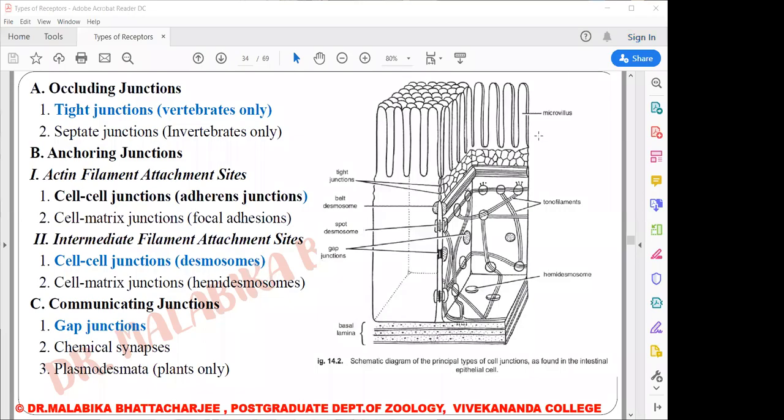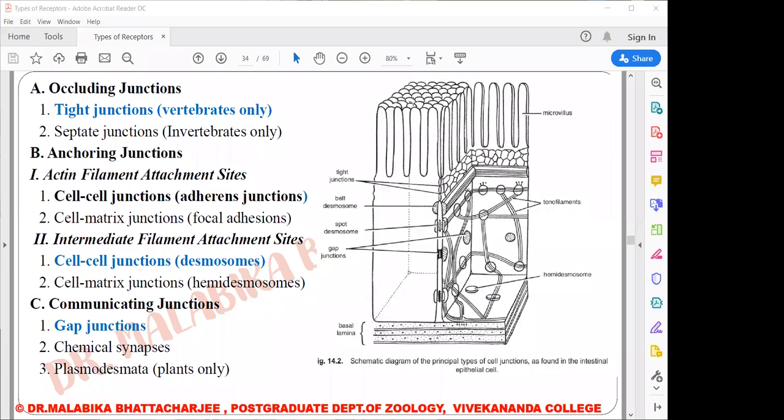So good morning. Today we'll be doing the cell junctions. Now, cell junctions were best visualized by conventional freeze fracture or electron microscopy. Cell junctions are often, as you can see in the slide itself, divided into the main following three functional groups.